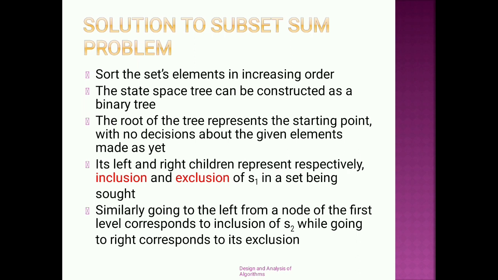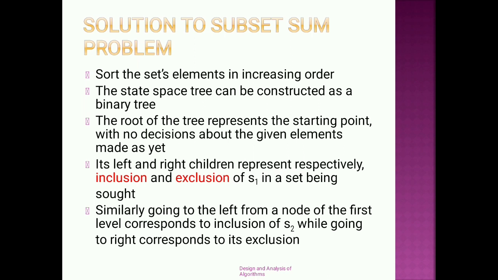The state space tree of the subset sum problem is always a binary tree. Binary tree means it can have only two children. Any node you consider can have two children or no children, so the leaf node will not have any children. The root of the tree, as you know in every state space tree, represents the starting point when no decisions are made. Even here, the root of the tree is the starting point when no decision about which elements are to be selected is made.